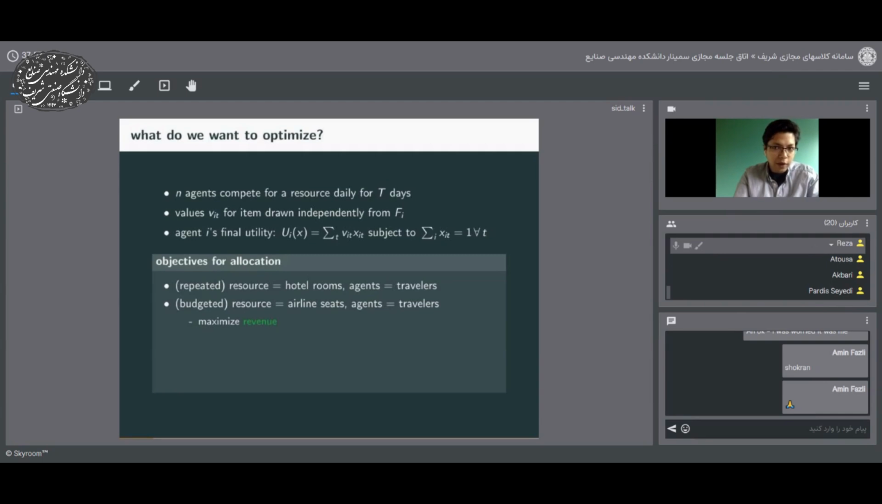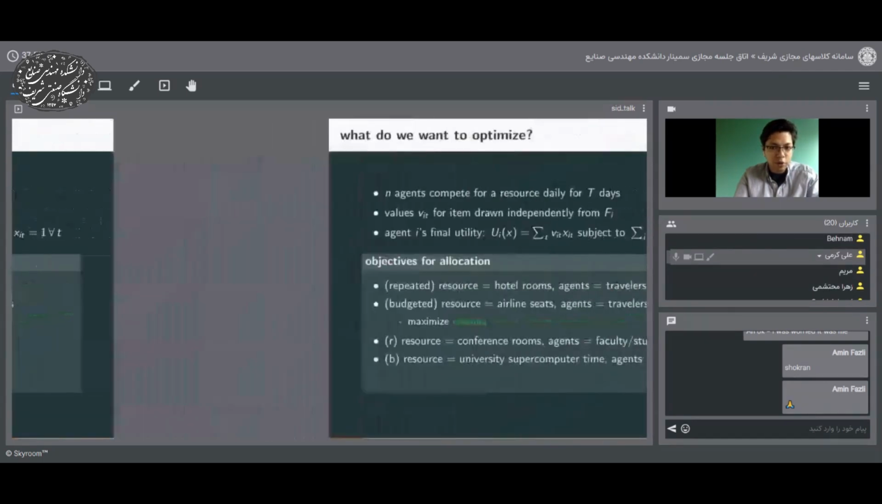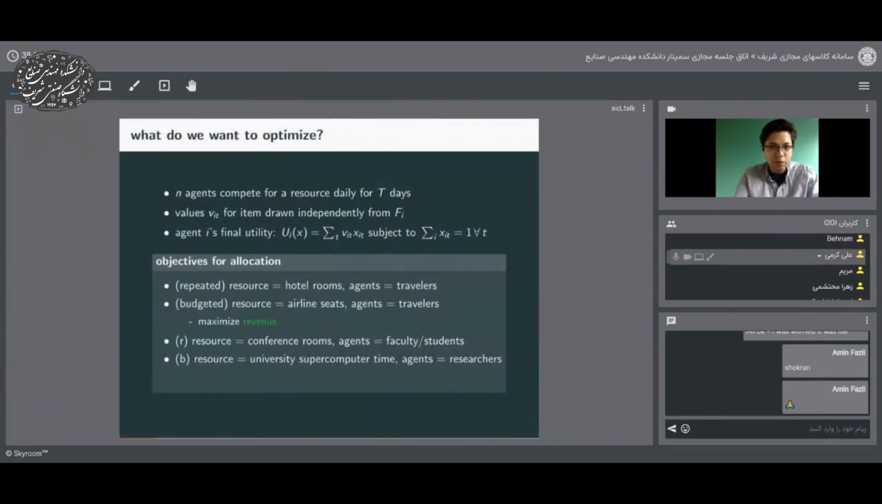But I can use exactly the same mathematical model to think about something like a conference room which is being shared amongst, say, faculty or students in the university. Again, each day the conference room is available, but who gets to use it has to be decided by some central planner, or maybe this is a supercomputer. Each day you have a certain number of hours that you can use the supercomputer, but you again need to decide who gets to use it. And in this case, it's quite likely that revenue is not the right thing to look at.